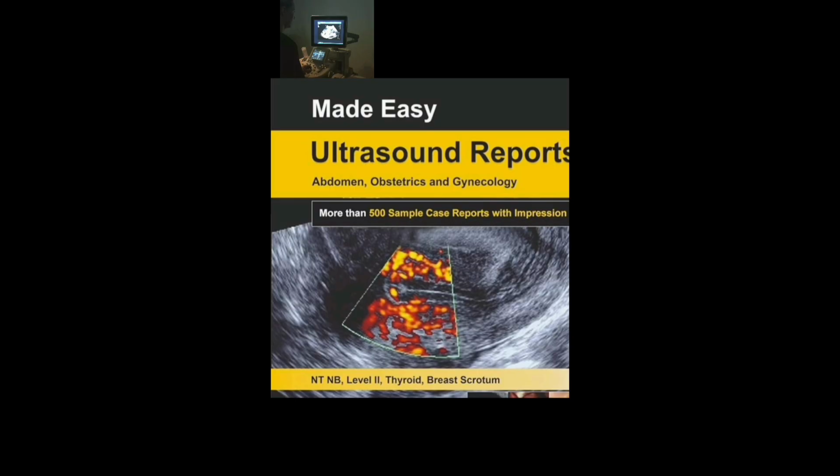Rule 7. Write the impression carefully. Impression equals final summary. It must be short and based only on findings. Example: ultrasound findings are suggestive of fatty liver. Wrong: the patient has fatty liver disease. This is a medical diagnosis, not an ultrasound finding.